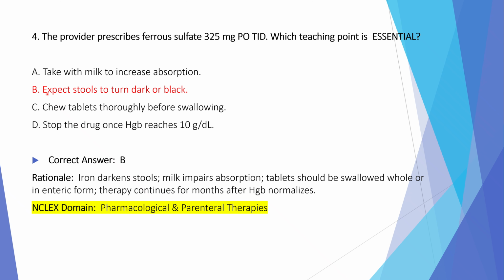So expect stools to turn dark or black, because iron does that. Iron darkens the stool. Milk impairs absorption. Tablets should be swallowed whole or in enteric form. Therapy continues for months after hemoglobin normalizes. So this is pharmacological and parenteral therapies. Of course, every time you see medication, you know it's pharmacological.